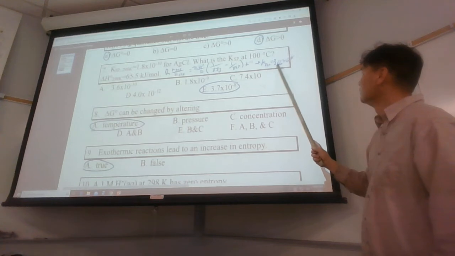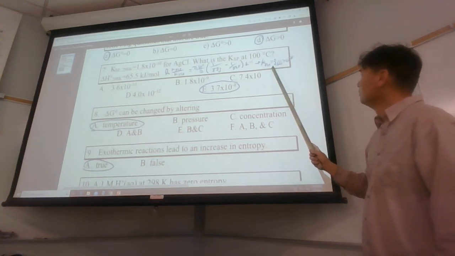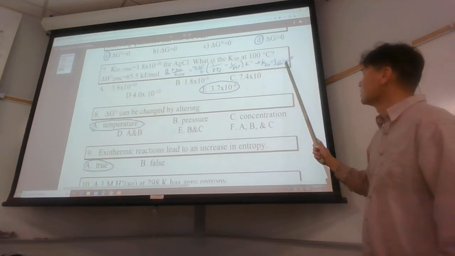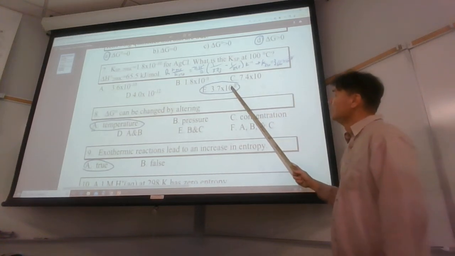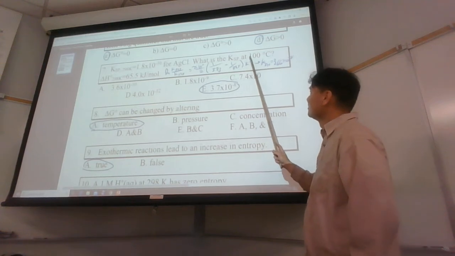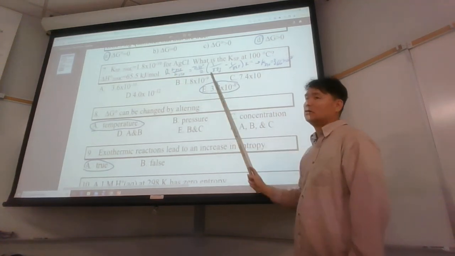Then we solve for the temperature, or the equilibrium constant. The equilibrium constant at 373 is 3.66 times 10 to the minus 8, which is this. So, in other words, at 100 degrees C, we expect more to dissolve.